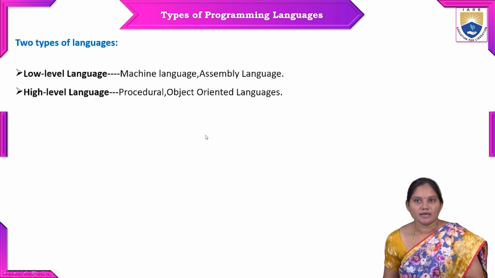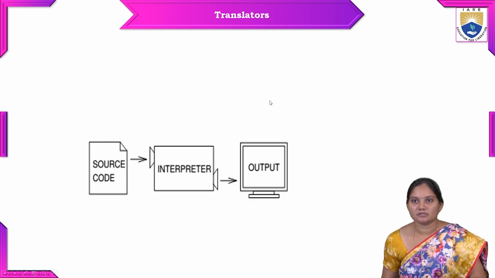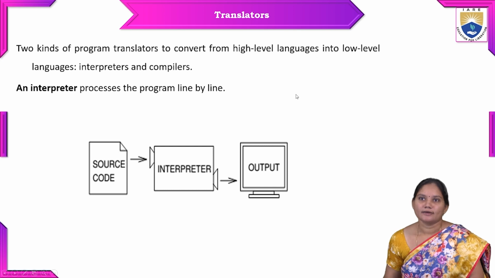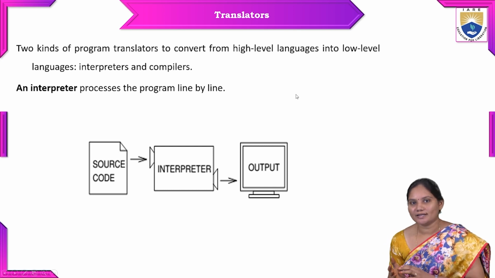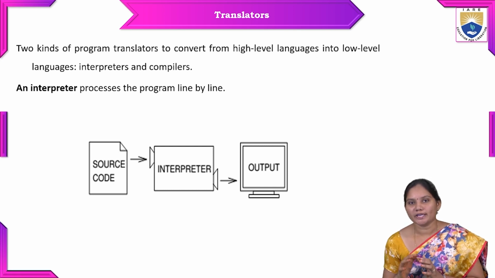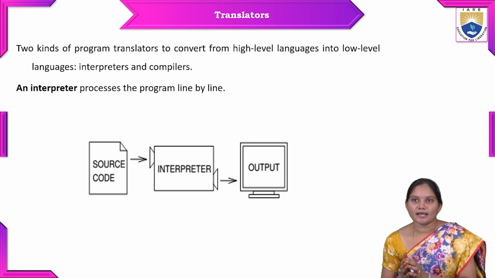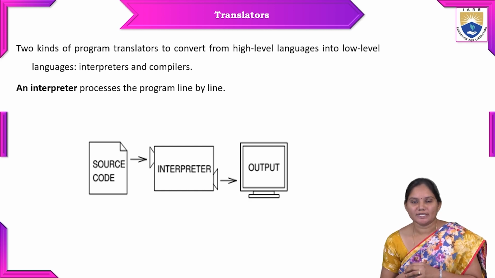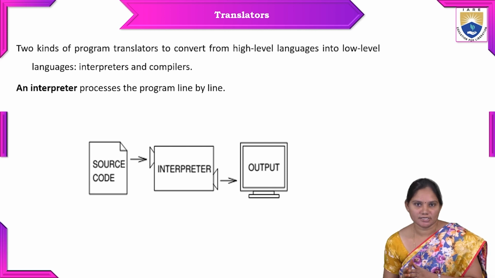Python is also an object-oriented programming language. These are the types of programming languages. And the next one is a translator. Here a translator is used to convert the code into another code. The purpose of a translator is that the computer cannot directly understand the high level code. That's why we need a translator.